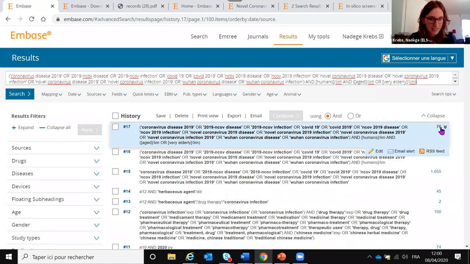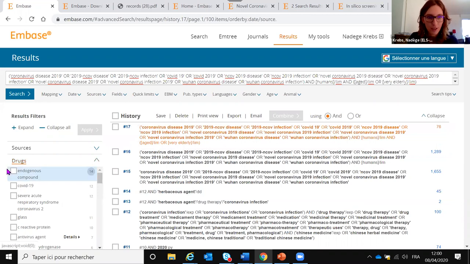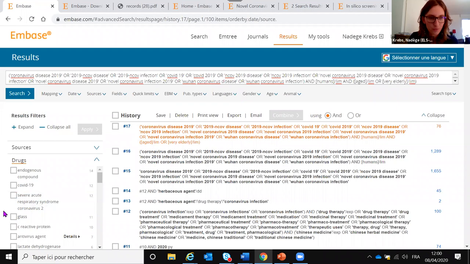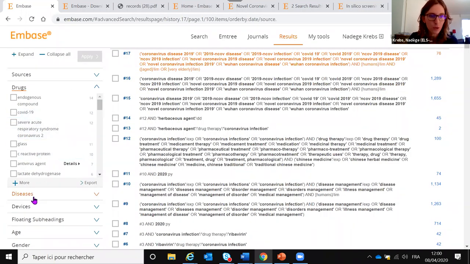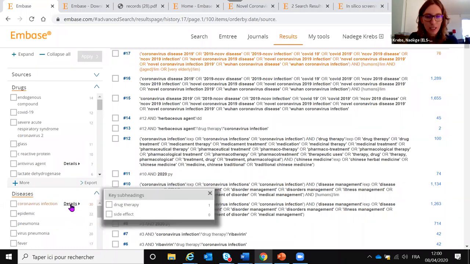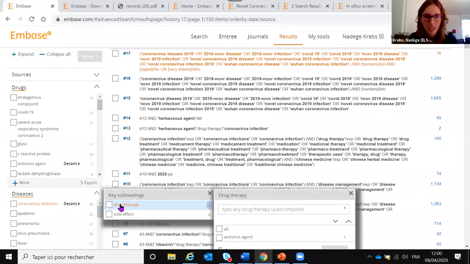Now let's say that in the drugs we want to see which drugs were used. Again, we see endogenous compound, COVID, severe acute respiratory syndrome, and so on. Here we have the diseases, and we can say, okay, coronavirus infection. If we want the drug therapies, antivirus agents, same as here.